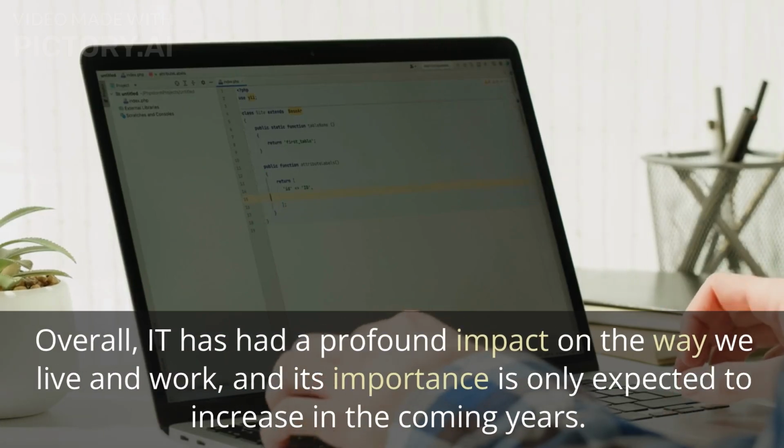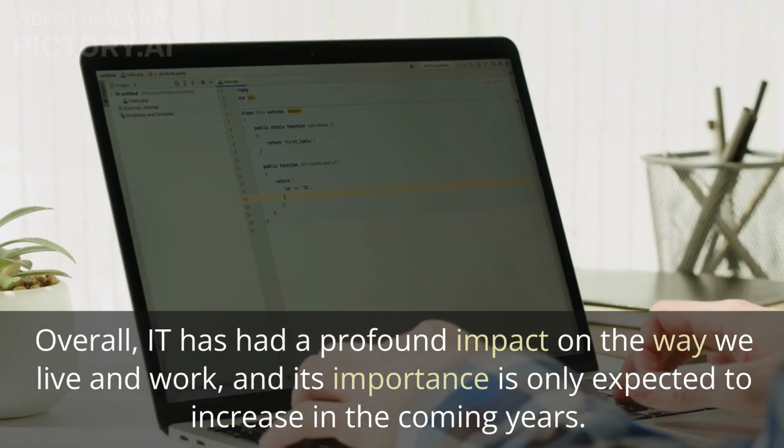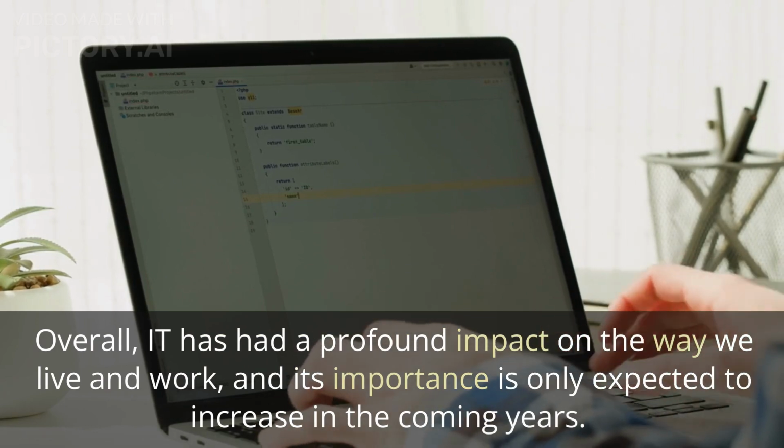Overall, IT has had a profound impact on the way we live and work, and its importance is only expected to increase in the coming years.